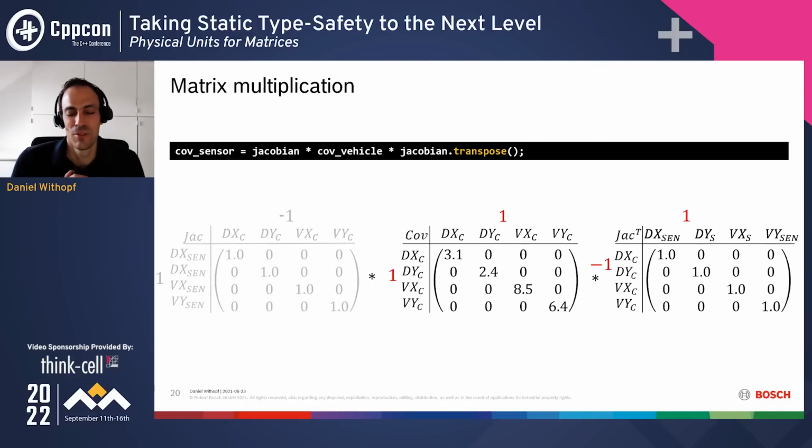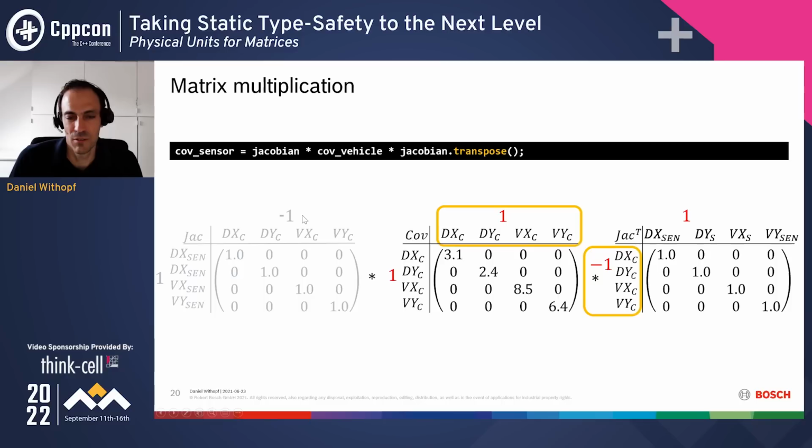Good. Now I want to show how a pretty complex operation inside the library works out. I want to visualize that and also explain all the checks that are done when such an operation is executed. So here we're doing a matrix multiplication. So we're taking a covariance matrix in vehicle frame. We're multiplying it from the left-hand side with a Jacobian and from the right-hand side with a Jacobian transposed to end up with a covariance in a center frame.